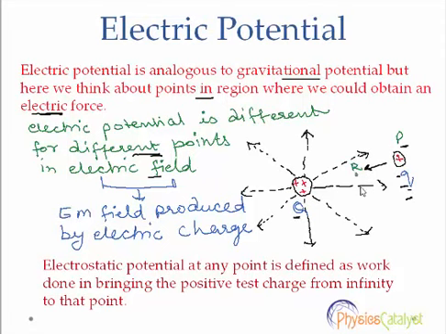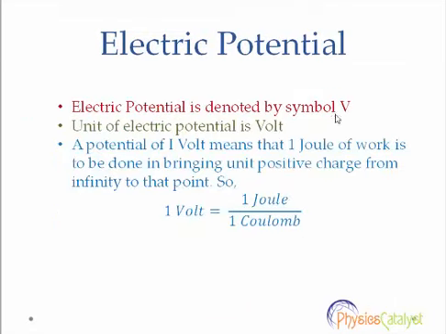Now the electric potential at any point is defined as the work done in bringing a unit positive charge from infinity to that point. Electric potential is denoted by the symbol V and the unit of electric potential is volt. A potential of 1 volt at a point means that 1 joule of work is to be done in bringing a unit positive charge from infinity to that point. So 1 volt is equal to 1 joule per 1 coulomb.